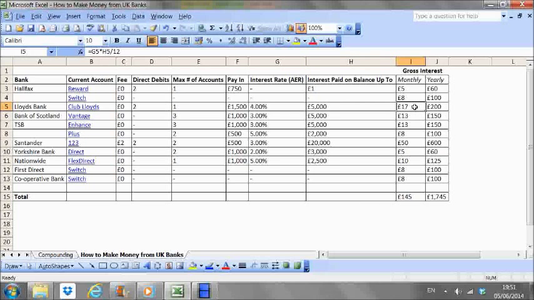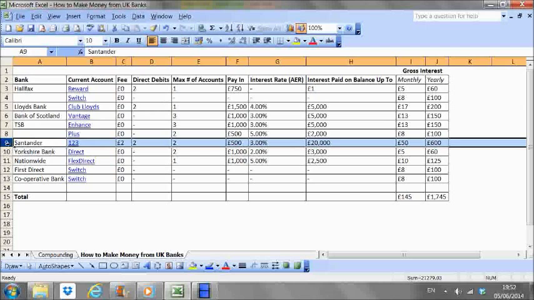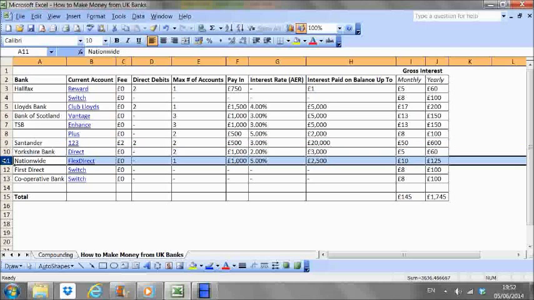This will generate 17 pounds every month. Now, again, you don't have to have your salary here. Just move 1,500 from any of your accounts into this account. And if you want to take the money out, just take it out. The rest of the banks, you can do Bank of Scotland, you can do TSB, Santander, Yorkshire Bank, Nationwide.